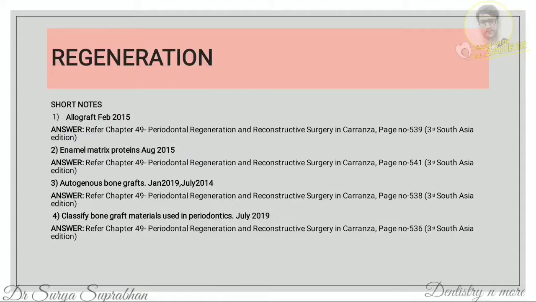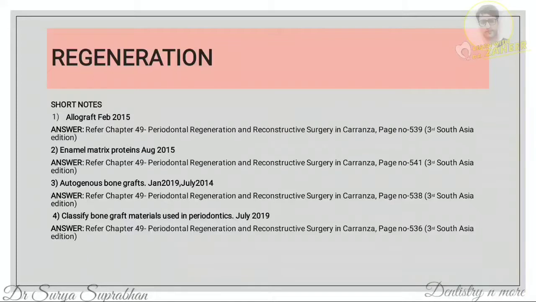Next is allograft. First you have to write what is a bone graft, then define what is allograft, and then you have to mention the types of allograft, that is freeze-dried bone allograft as well as demineralized freeze-dried bone allograft. And then you have to write how it is obtained, how we prepare this FDBA and DFDBA.